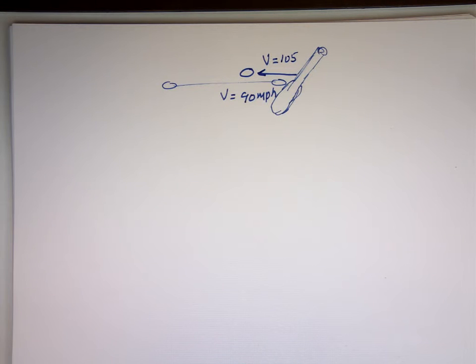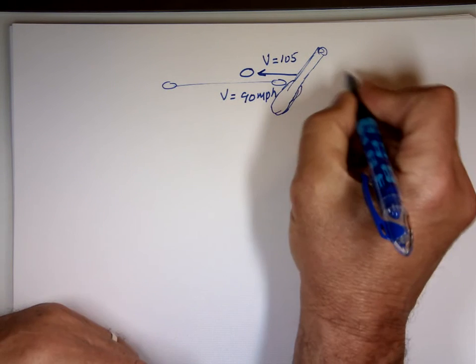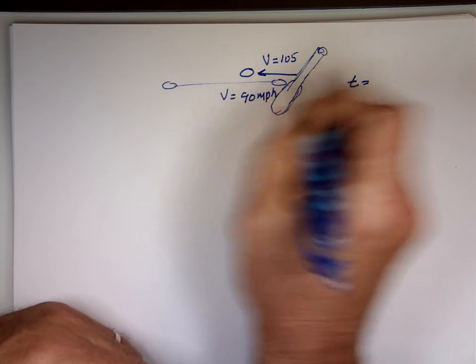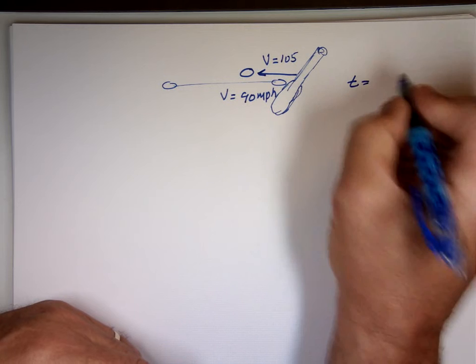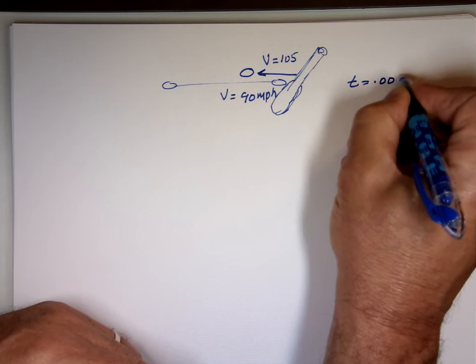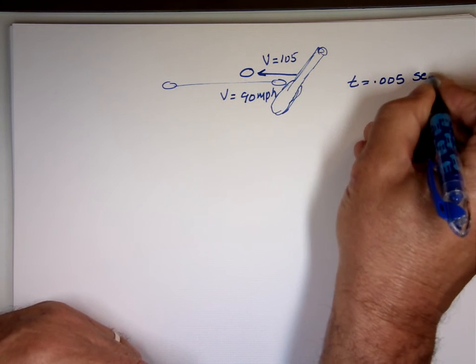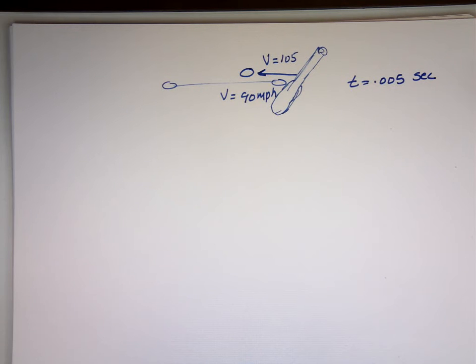Usually the contact time between the baseball and the bat is really short. It's less than like 1/100th of a second. So let's say the contact time, t, where the ball was making contact with that bat, is 0.005 second. Very quick time.